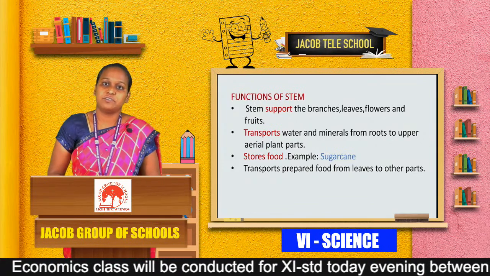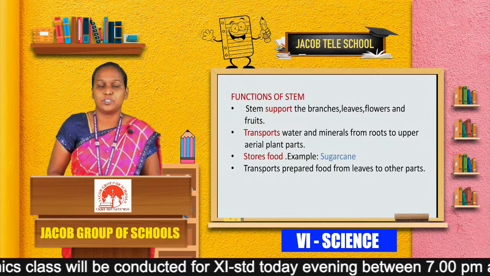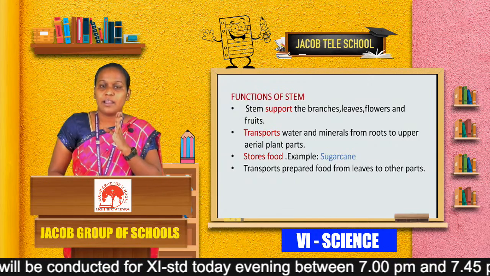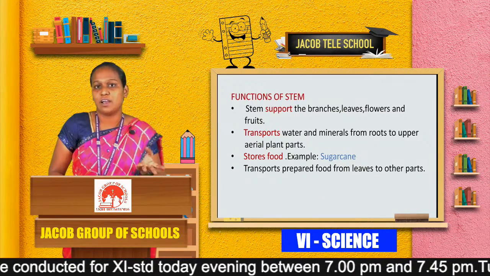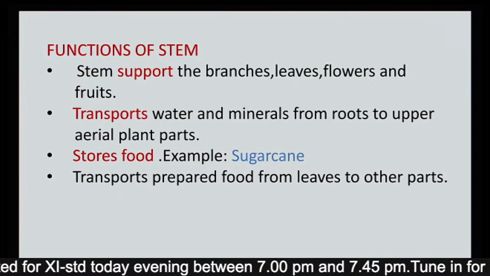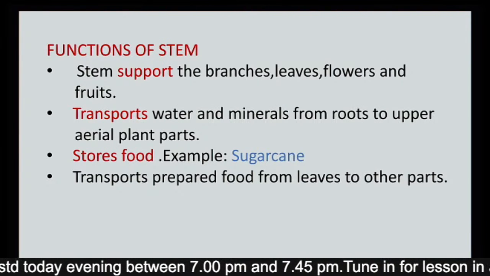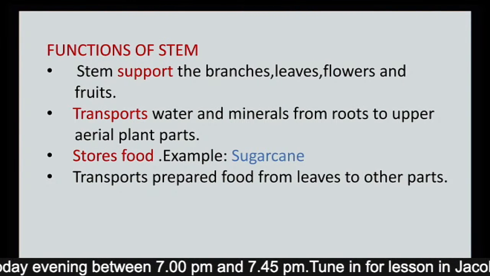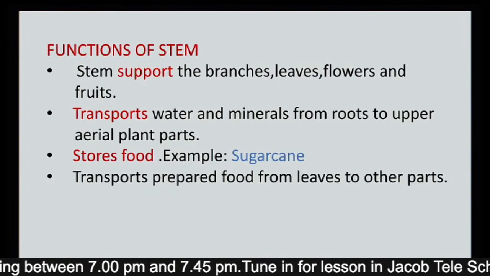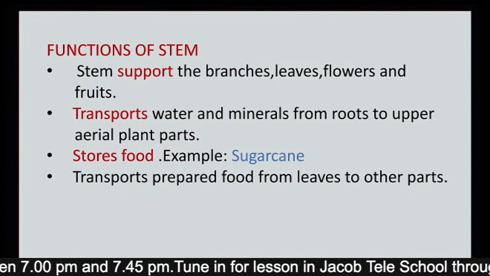What is the function of stem? Stems support the branches, leaves, flowers and fruits. So main ஒரு plant stem-ல இருந்து தான் என்ன வருது? Leaves. Leaves வந்து then flowers, fruits. So stem supports the branches, leaves, flowers and fruits. And it transports the water and minerals from the roots to upper aerial plant parts. Roots-ல இருந்து absorb ஆகுற அந்த water minerals transport பண்றது யாருன்னா the stem part. Stem தான் என்ன பண்ணும்? It will transport to the other parts of the plant.